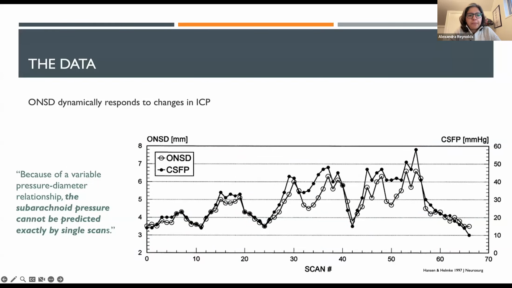And so this is a study where they injected lactated ringers into a lumbar drain in patients who had had lumbar drain placement for NPH evaluation. And you can see as they injected lactated ringers, the optic nerve sheath dynamically responded as well. And what they do say, though, in this paper, which I think has been forgotten since, is that because of a variable pressure diameter relationship, the subarachnoid pressure itself cannot be exactly predicted by a single scan. And so again, I think this is where the trend really helps.